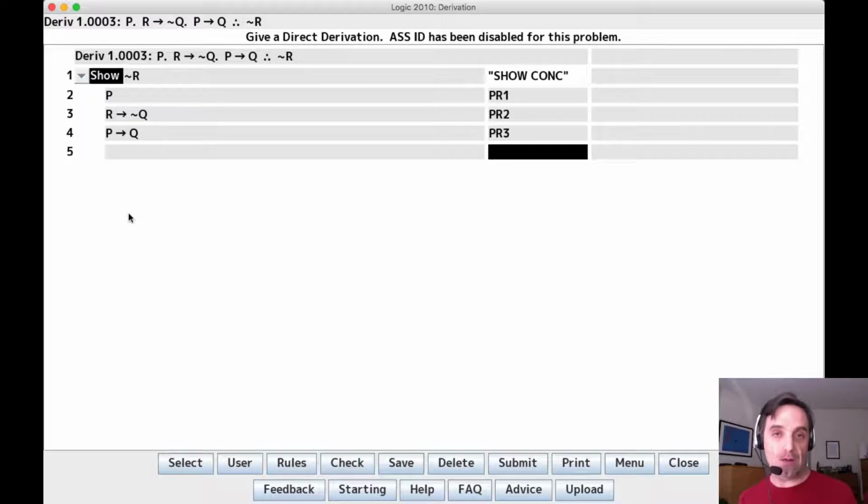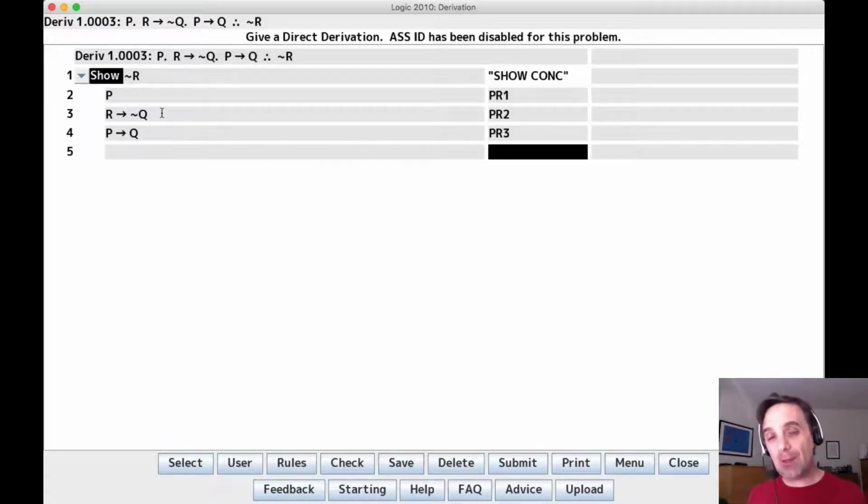So to do MP or MT, we need conditionals. To do modus ponens, we need the antecedent of the conditional, what comes before the arrow, that's the main connective. To do modus tollens, we need the negation of the consequent, what comes after the main connective. So what we want to do is look, where are our conditionals, what do we need to do modus ponens or modus tollens with those conditionals, and then do we have the other premise? If we do, we'll apply modus ponens or modus tollens.